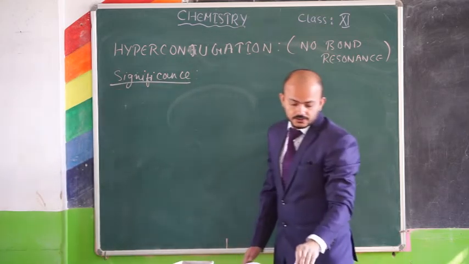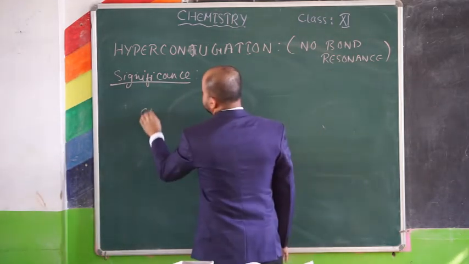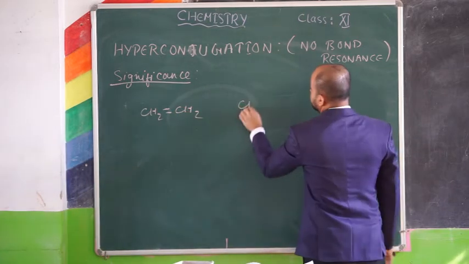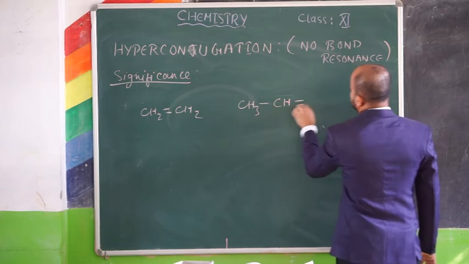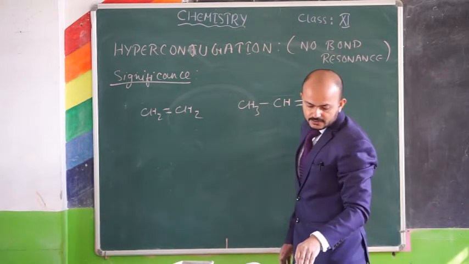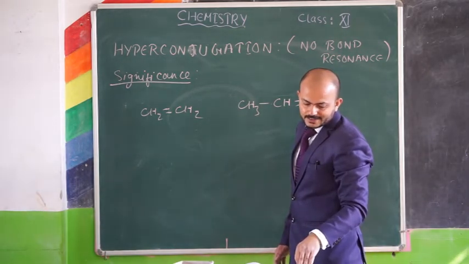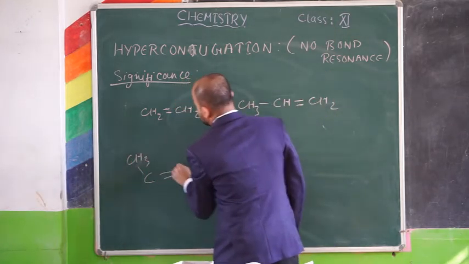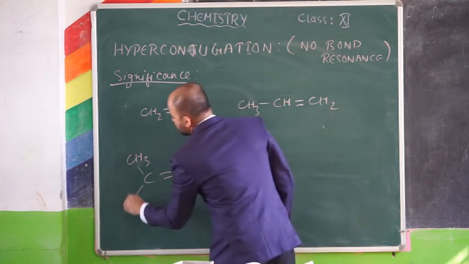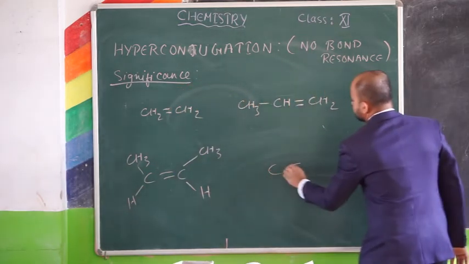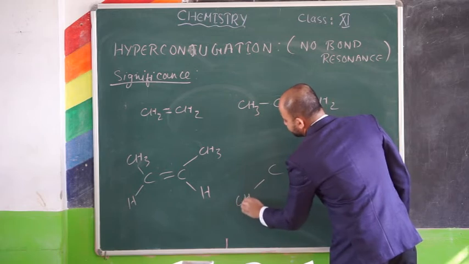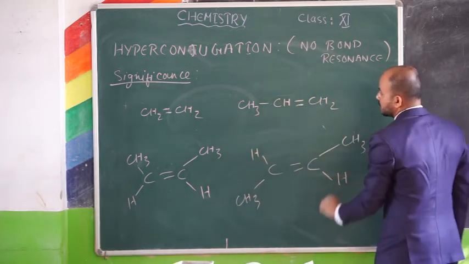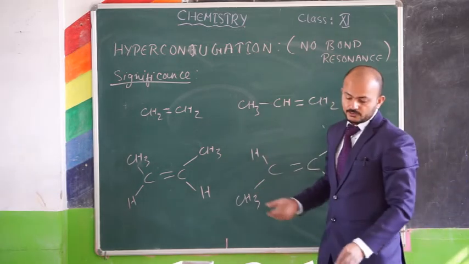Significance of hyperconjugation. So they have given you CH2 double bond CH2, then they have given you CH3 CH double bond CH2, structure number 2. Number 3, they have given you cis-butene. Cis means the higher priority groups lying on the same side. Another one is trans. So let's take this for example, and here you have hydrogen, here you have hydrogen. Now, out of these 4, which one is more stable?